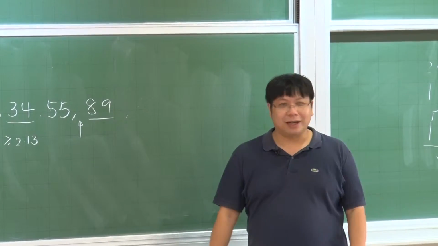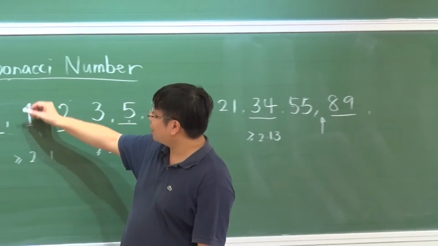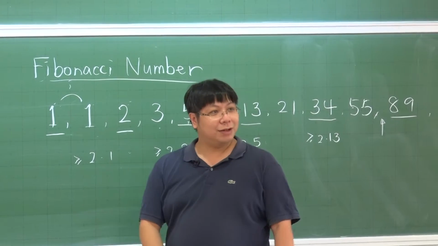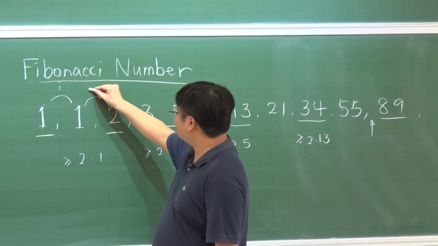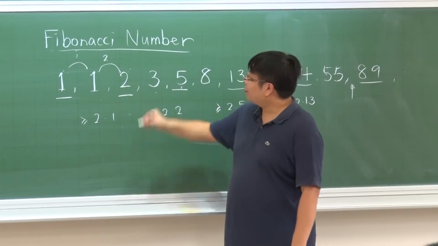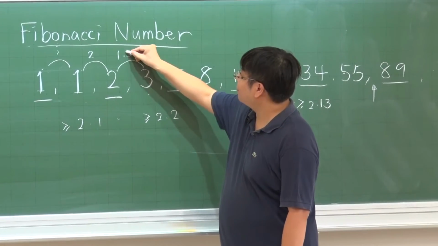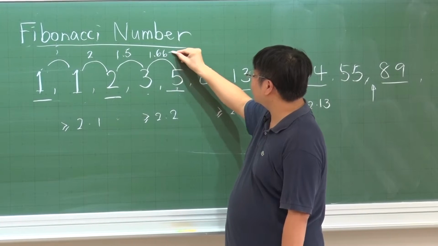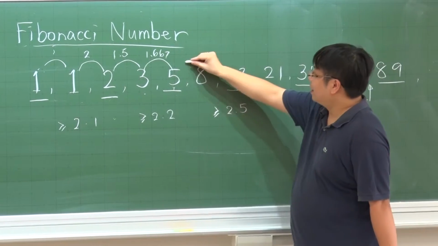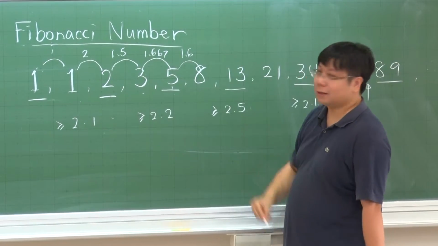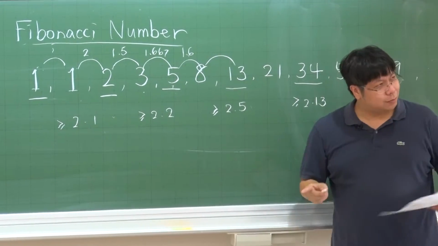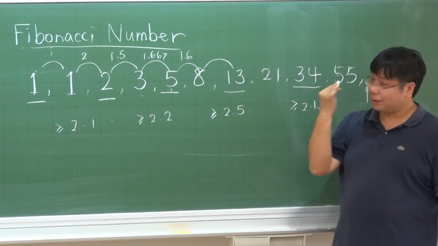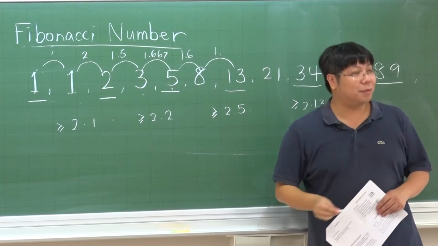So what is that limit? Let's look at the ratio. The ratio of these two is 1. The ratio of these two is 2. The ratio of this is 1.5. The ratio of this is 1.66667. The ratio of this is 1.6. The ratio of this is what? 13 divided by 8 is 1 point what? 1 point, anyone?